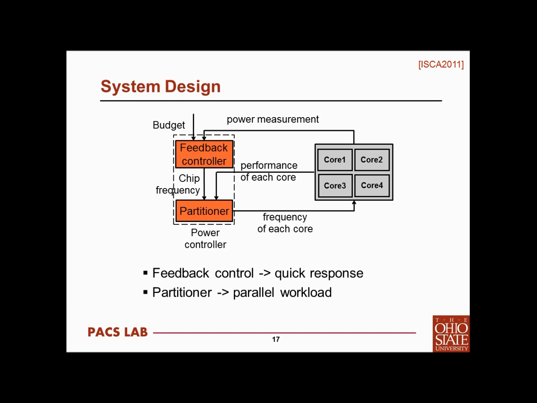In the feedback controller, we measure the power consumption of the system and compare that with the power budget. Based on the difference, we calculate the frequency of the entire chip. We also design a partitioner. It will partition the chip-level frequency to each core based on the performance of each core. In the feedback controller, we try to improve responsiveness. In the partitioner, we explicitly consider parallel workload.